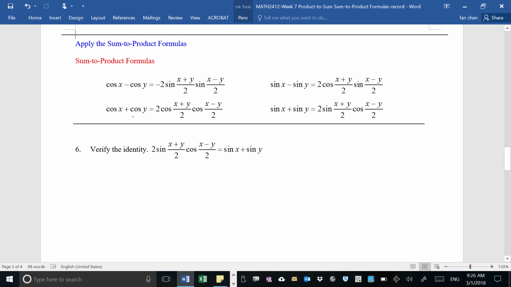Okay, never mind. Let's come back to here. Just take a look at cosine x plus cosine y. That's 2 cosine of (x plus y) over 2 times cosine of (x minus y) over 2. And the difference of two sines is 2 sine of the average of these two angles times cosine of the difference of these two angles divided by 2. Since sine is an odd function, it's the same as plus sine of negative y. So you replace y with negative y, you get x plus y here, and this one will be x minus y. So these two formulas can be seen as related.